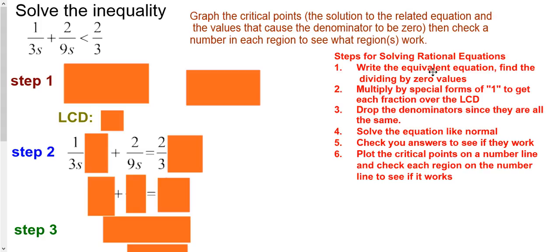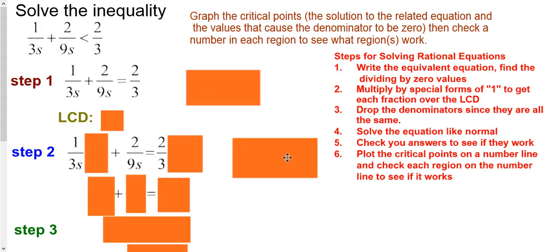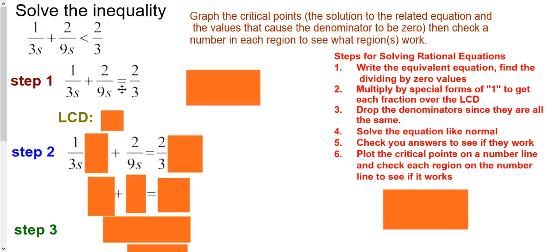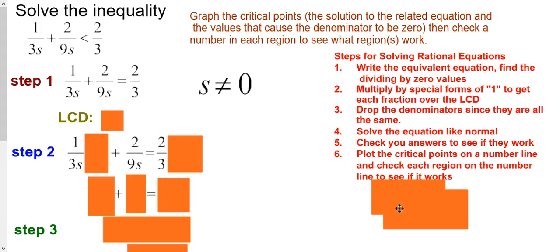We're going to start out by solving the equivalent equation. So I'm going to put an equal sign in there. I'm also going to make note of what would cause the bottom to be 0. In this case, what would cause the bottom to be 0 is 0. So that's going to be a critical point.